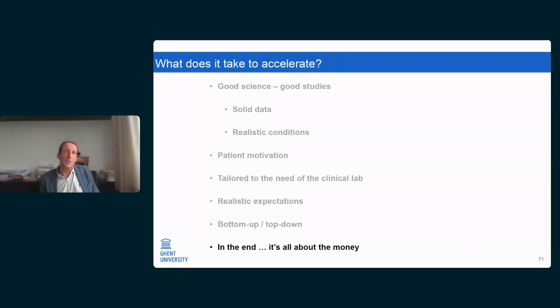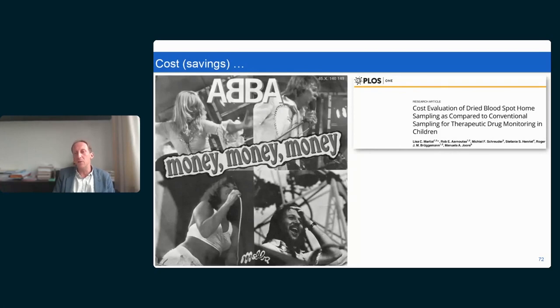And with that, I've come to the last point of this list. In the end, and you could look at it from a negative or a positive point of view, you could again consider it's all about the money. And like I already said, it's not necessarily a negative point of view that you should take. For instance, there's been a publication that really showed that, from a cost evaluation perspective, dried blood microsampling at home, as compared to conventional sampling for TDM in children, was really cost beneficial.